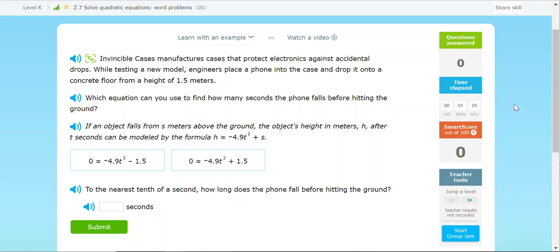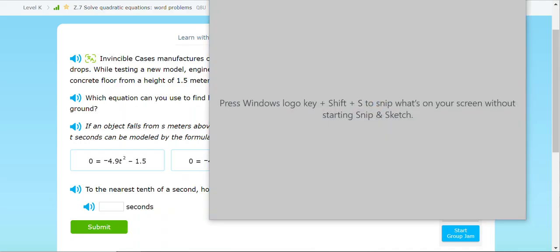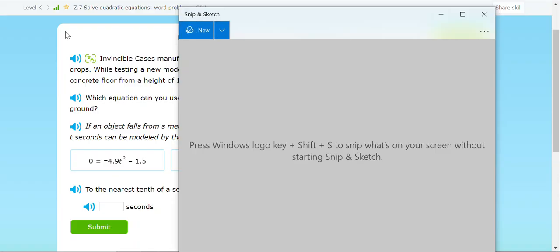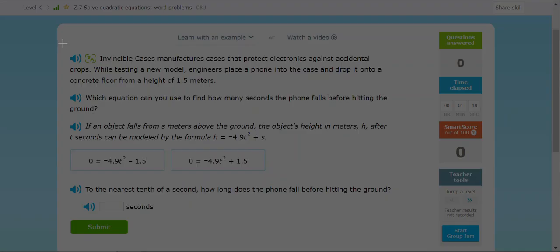That was unintended. So when we're looking at this, we want to highlight the important information. So let's go ahead and take a screenshot. Remember your 3 reads every time you're doing this.